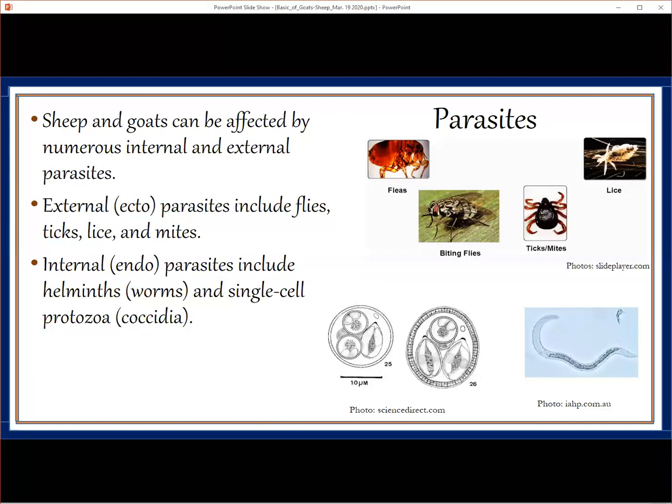And before I get to those two again, I want to mention that both sheep and goats can have enormous numbers of ectoparasites, that means on the outside, on the wool and the skin. And they can include all the ones that you see there. It could be insects or mites, the arachnids.